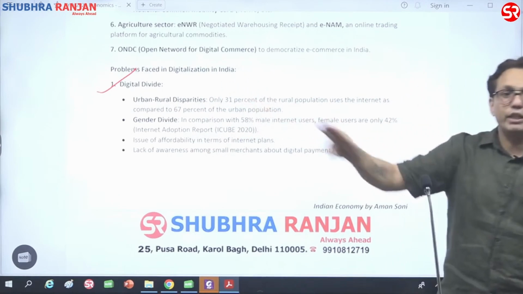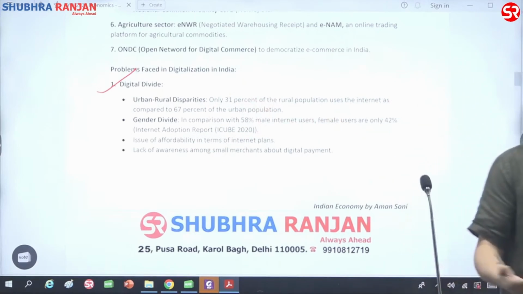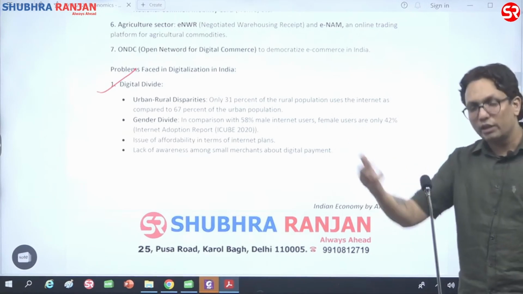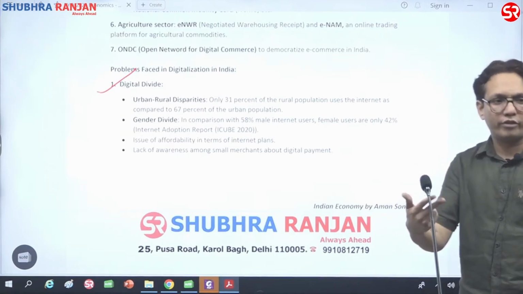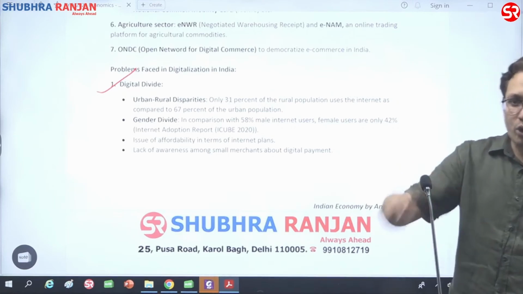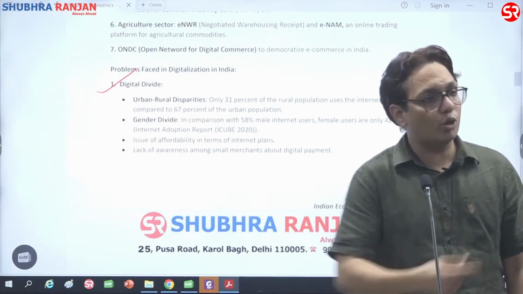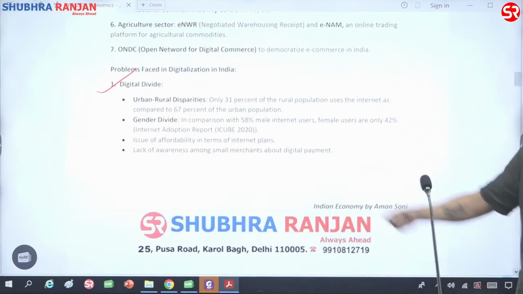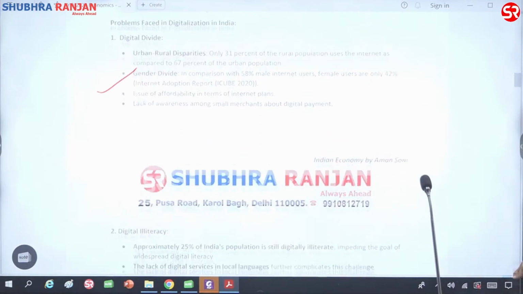Then the other problem is the issue of affordability. People in rural areas do not have such a high income that they can afford the 777 plan of Jio or Airtel. Then lack of awareness. Then you go to small cities. Anywhere else, people will be accepting Paytm, but in small cities they won't be accepting Paytm. The system is not there, so there is a lack of awareness among small merchants about digital payments.